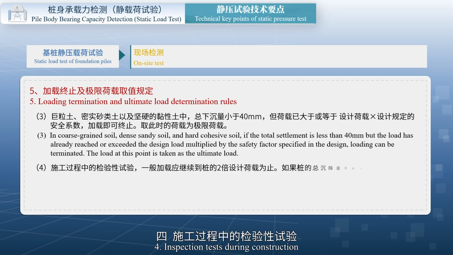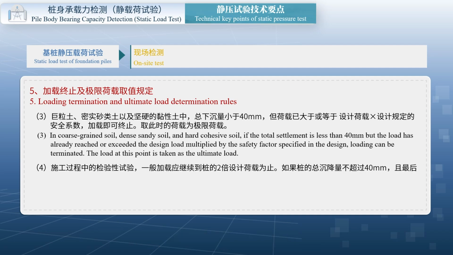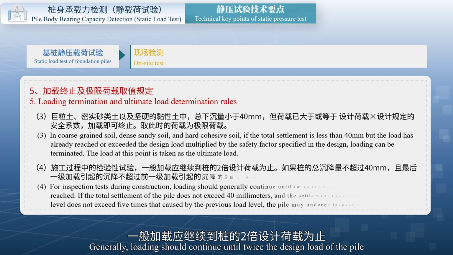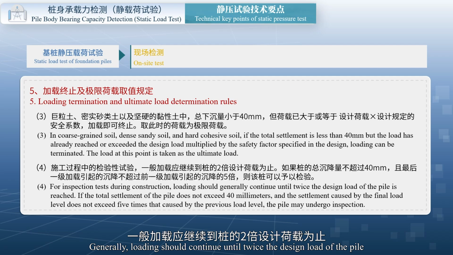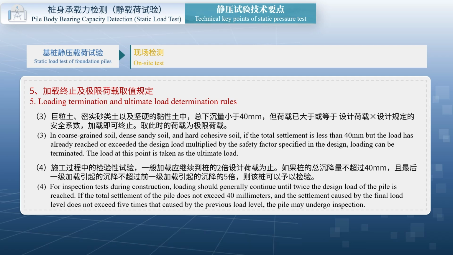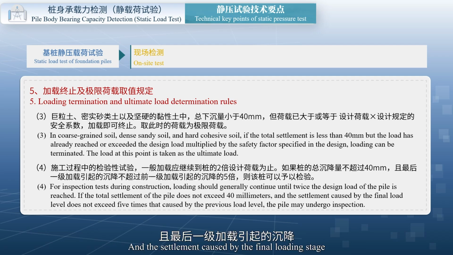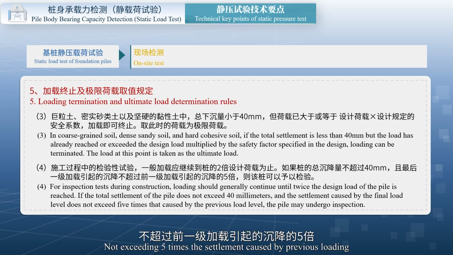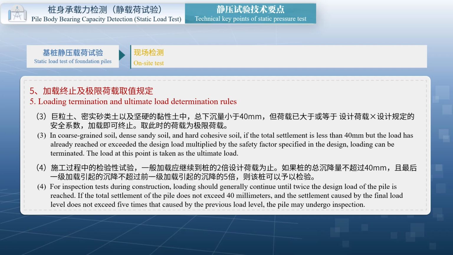Fourth, inspection tests during construction. Generally, loading should continue until twice the design load of the pile. If total pile settlement is less than or equal to 40 millimeters, and the settlement caused by the final loading stage does not exceed 5 times the settlement caused by previous loading, the pile may then undergo inspection.